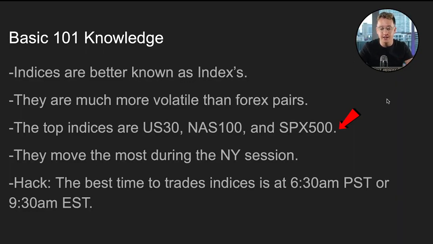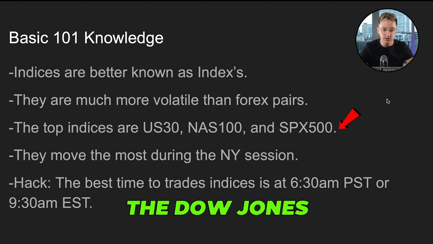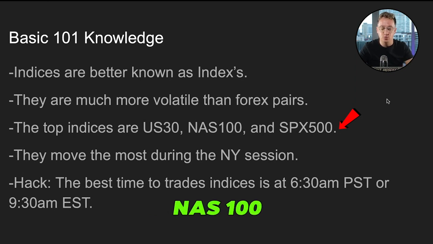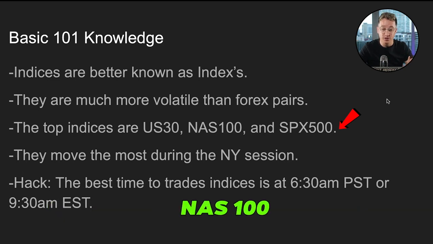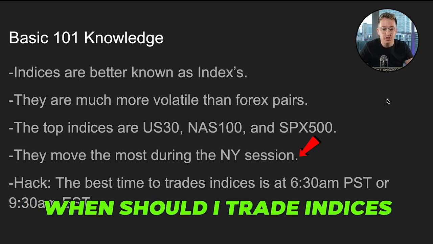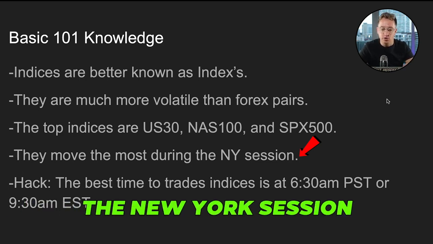Now, the top 3 indices are going to be US30, which is the Dow Jones. Secondly is NAS100, which is the NASDAQ. And then thirdly is the S&P 500 or SPX500. US30 is the most volatile. Second most volatile is going to be NAS100. And third most volatile is going to be the S&P 500. They move the most during the New York session. So if you're asking me right now, Colt, when should I trade indices? During the New York session.